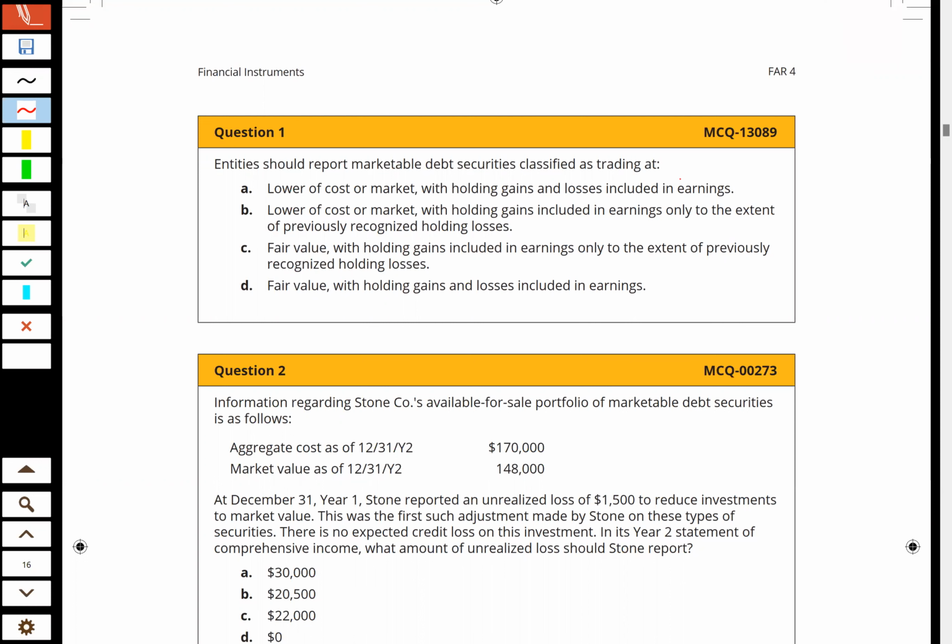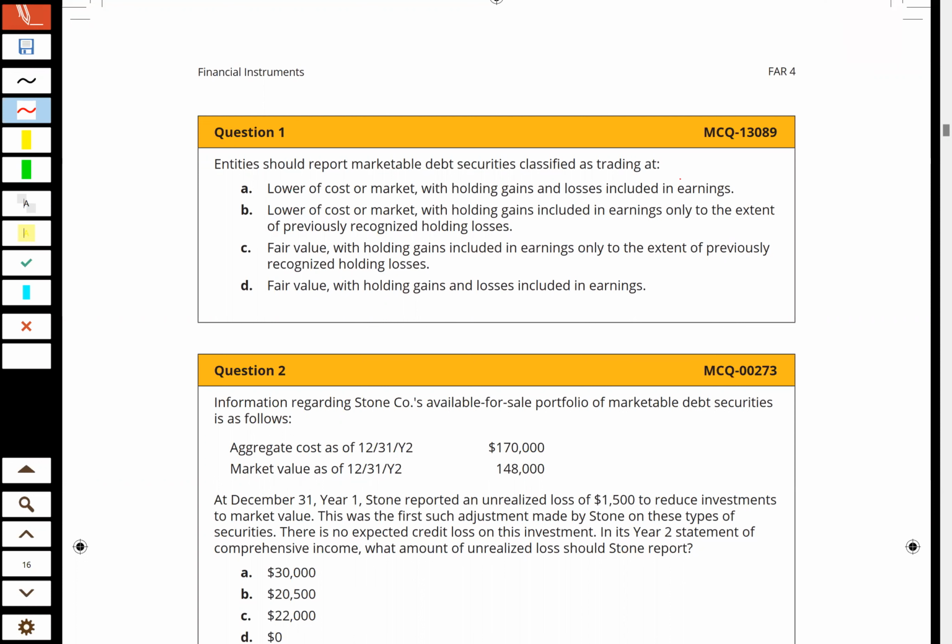And most of us, I appreciate, got it right, which is choice D. When you look at choice D, they're telling us that what?